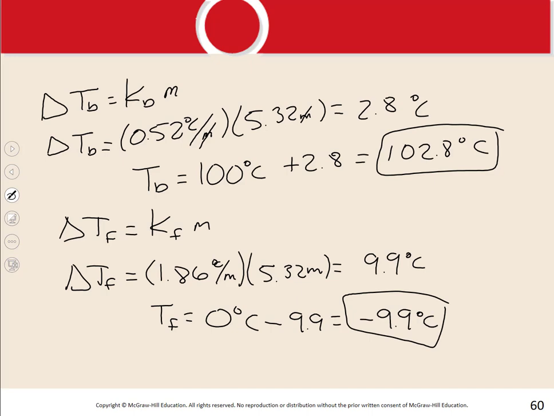All right, so how do we feel about freezing point, boiling point? Can we do this in lab tomorrow? Yes? No? All right, we've got a couple more minutes. Let's talk briefly about osmotic pressure.